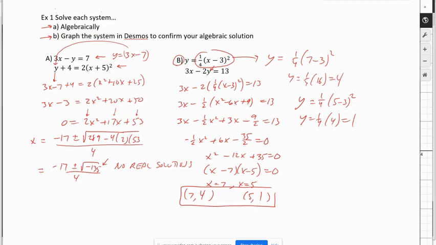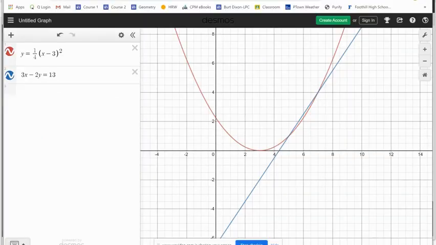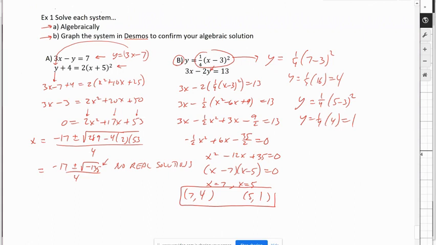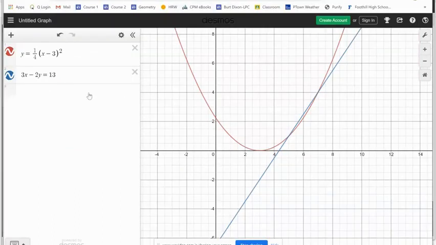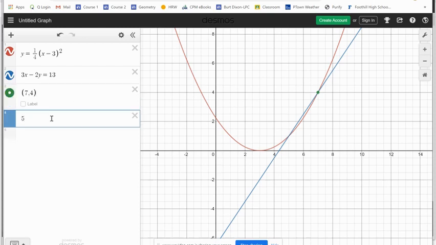And then to confirm graphically, I have this graphed in Desmos here. Here are the two curves. So again, we have a parabola and a line, and our solutions that we got were (7, 4) and (5, 1). So if I plot the point (7, 4), that is right up here, and that is definitely one of the intersections. And then the other point is (5, 1), and that looks like another intersection right here. And so those two points are confirmed on our graph.